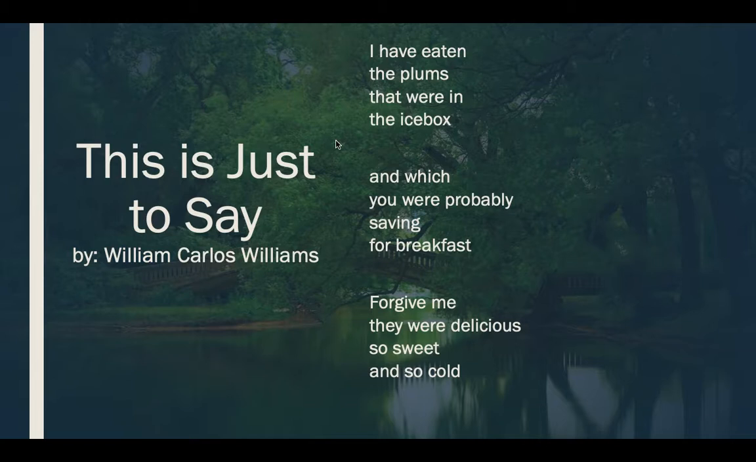So the plums that you were saving for a later occasion, and we get to that in the middle stanza, second stanza, in which you were probably saving for breakfast. The ones that you were saving, probably too. So we're seeing too intent already. The speaker is aware of, he's sort of pacifying his actions in a sense, right? You were probably saving for breakfast.